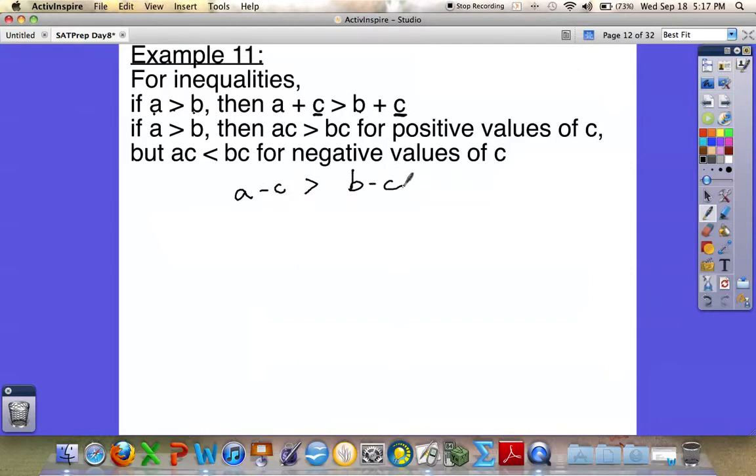Now remember, when you multiply A greater than B by some number C, it preserves the inequality so long as C is positive. If C is not positive, if it is negative, then the inequality sign will flip.